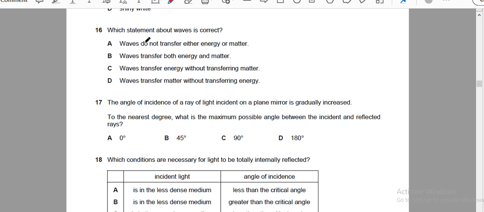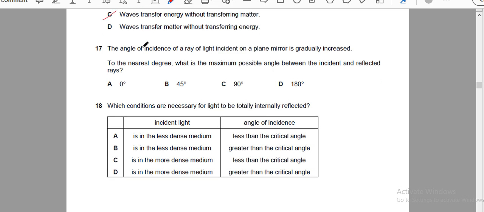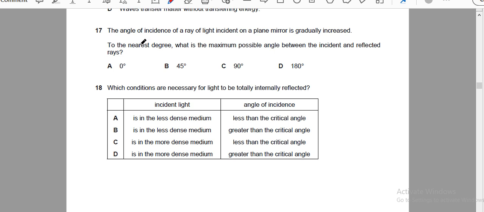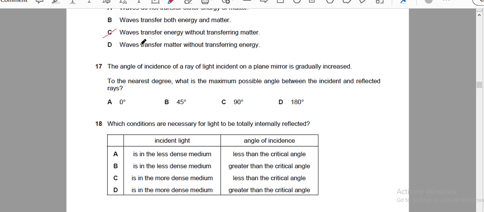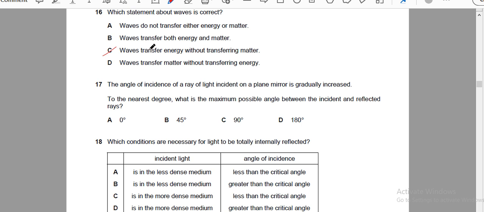Which statement about waves is correct? It transfers energy without matter. You remember that medium particles move around their position, but don't leave their position.